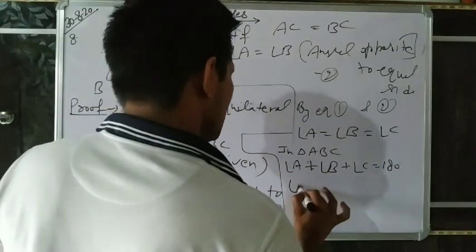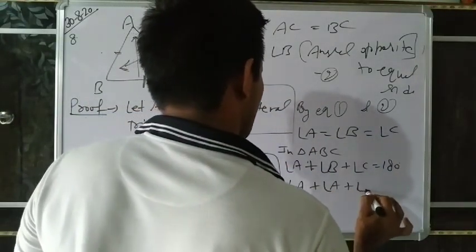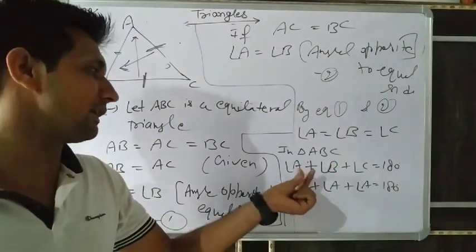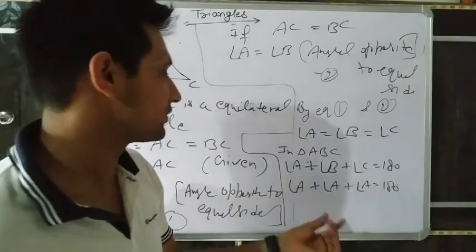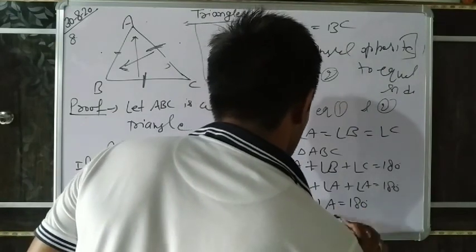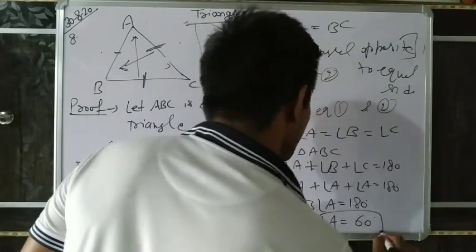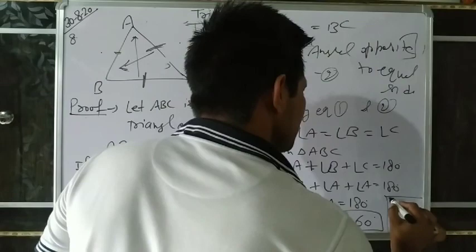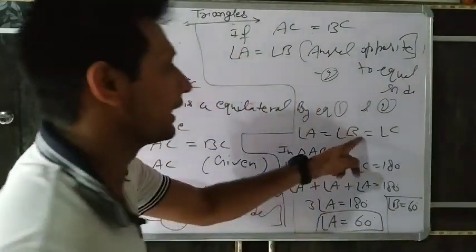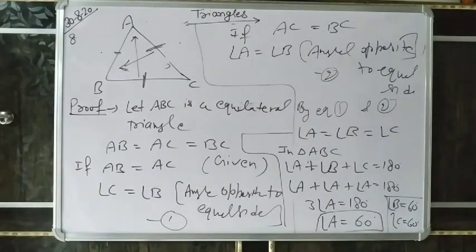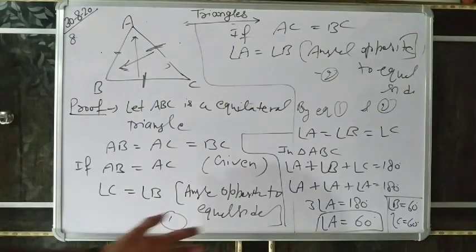Angle A plus angle A plus angle A equal to 180. Either you can replace B or C by A, or you can replace A and B by C, any one you can use. So angle 3A equal to 180. So angle A equal to 60 degree. If angle A is 60 degree and angle A equal to B, so angle B equal to 60, and angle C equal to B also, so angle C is also 60 degree. So each angle in an equilateral triangle is 60 degree.